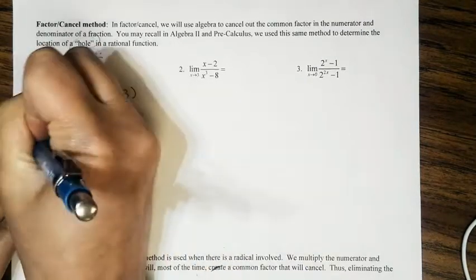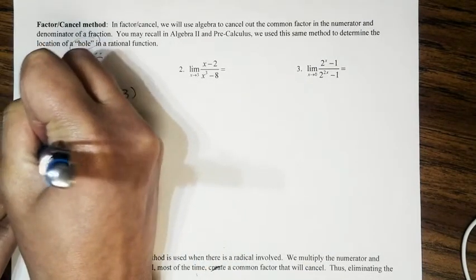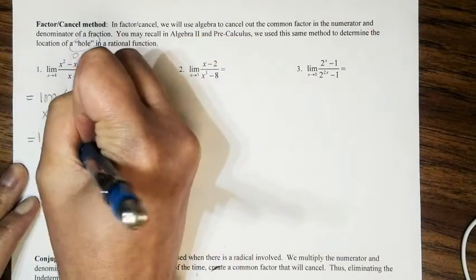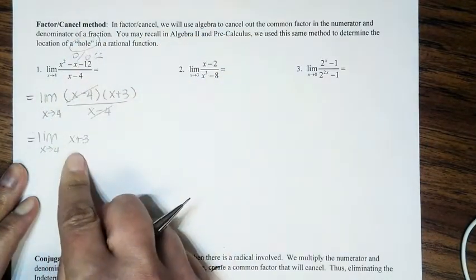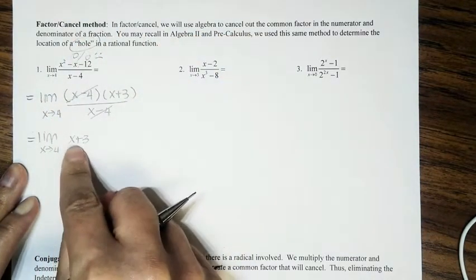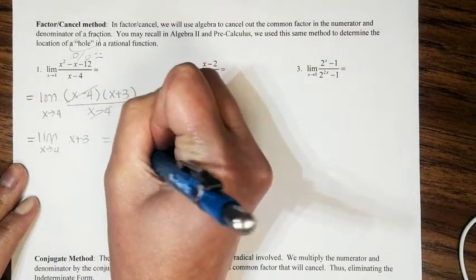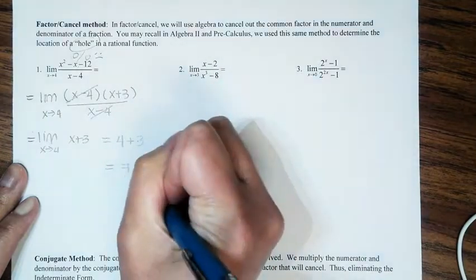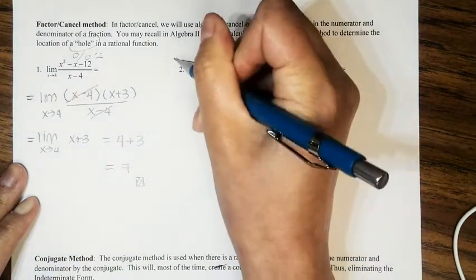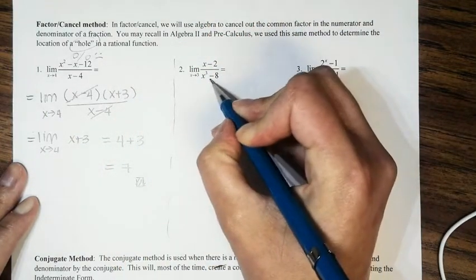After that, you have the limit when x goes to 4 of x plus 3. Once we have this, you can evaluate and put the 4 there, so this is going to be 4 plus 3, which is equal to 7, and that's it. Now let's do the second one that we have over here.